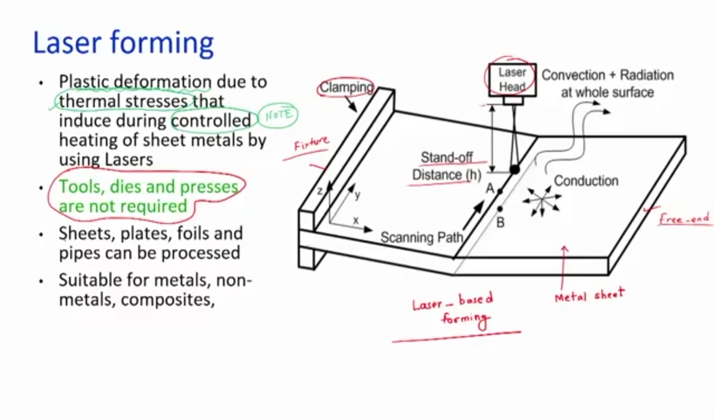Laser based processing finds applications for the deformation of sheets, plates, foils, pipes. So, all these forms of metals, such as sheets, plates, foils and pipes, can easily be deformed by using lasers. Lasers are found to be very suitable for metals, non-metals, composites, and even glass can be deformed by using lasers.